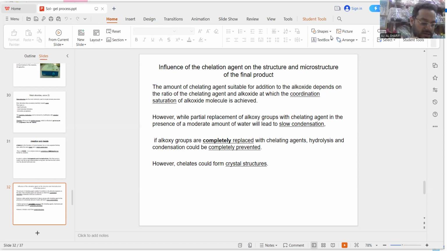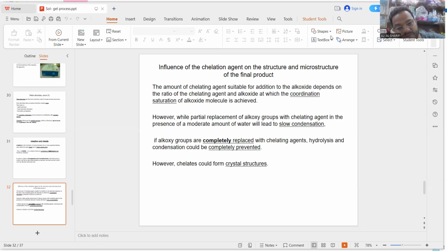Now we will talk about the three important parameters: solvent, precursors, and agent. When their ratio is increased or decreased, some change will happen in the final product. However, partial replacement of alkoxide groups with gelating agent in the presence of a moderate amount of water is necessary because it acts like a reaction medium, leading to slow condensation when partial replacement of alkoxide happens.